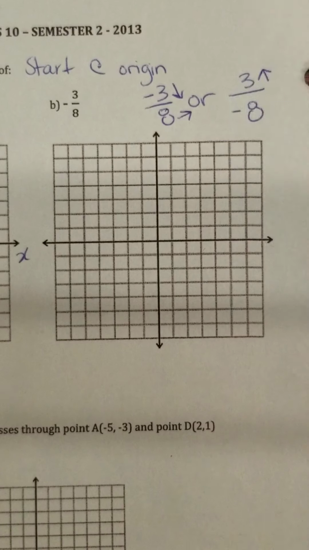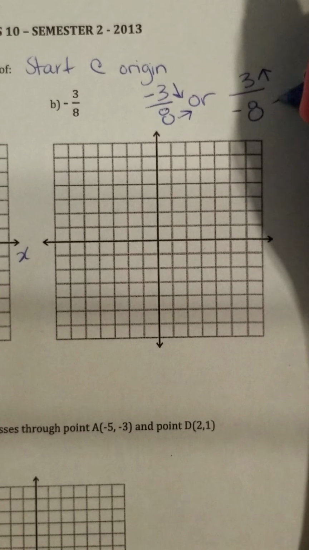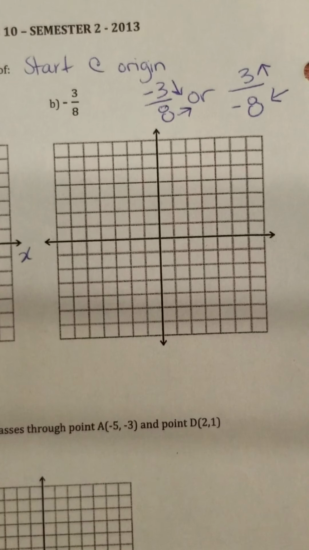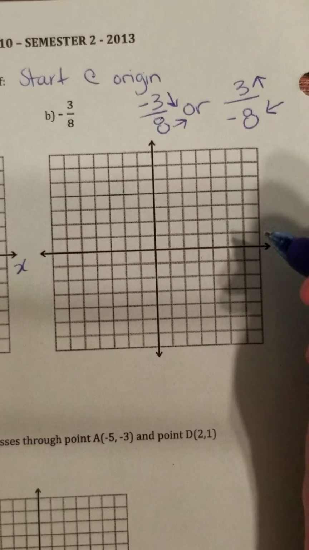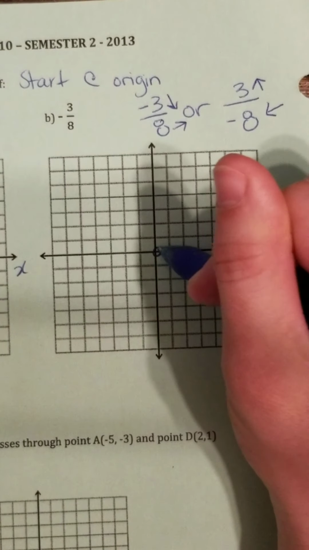However, if you put it with the 8, that means the 3 is positive, so we'd go up. And the 8 is a negative, so we'd go to the left. Okay. I don't think I have 8 spots here. We're going to be going off the graph.